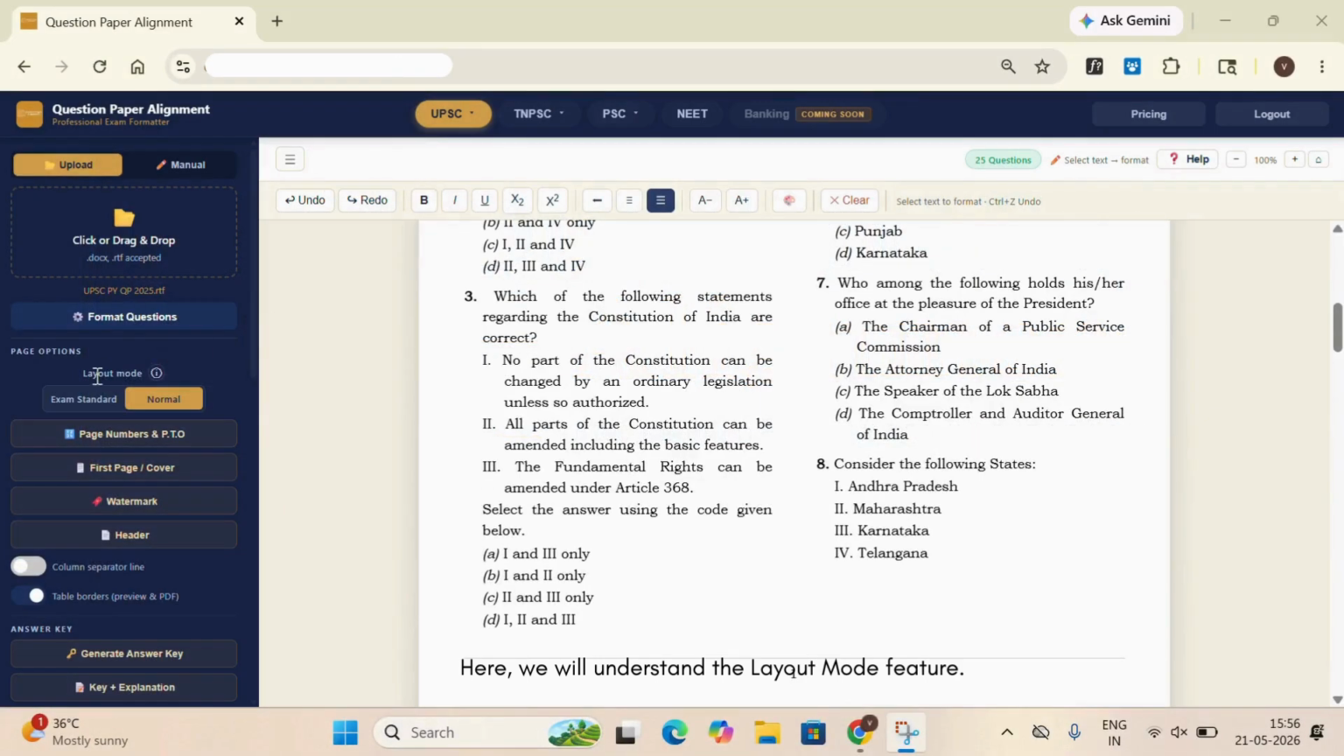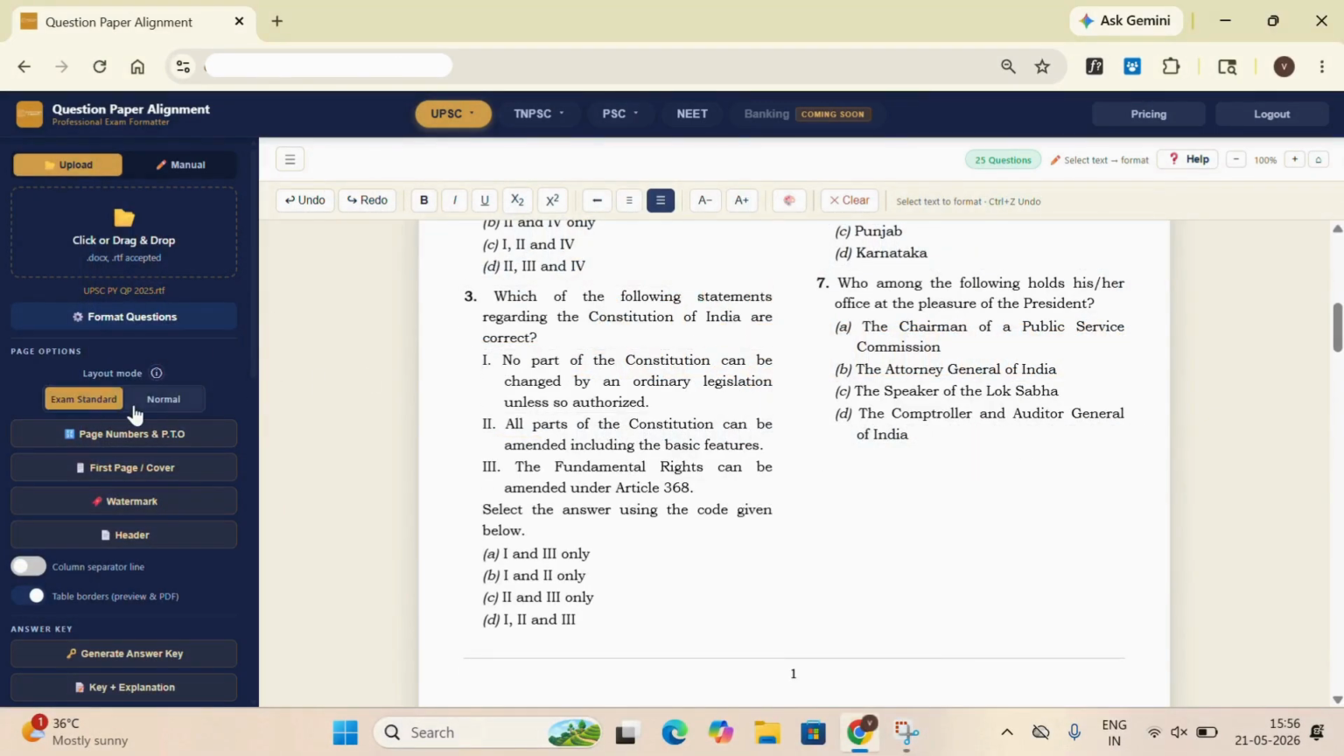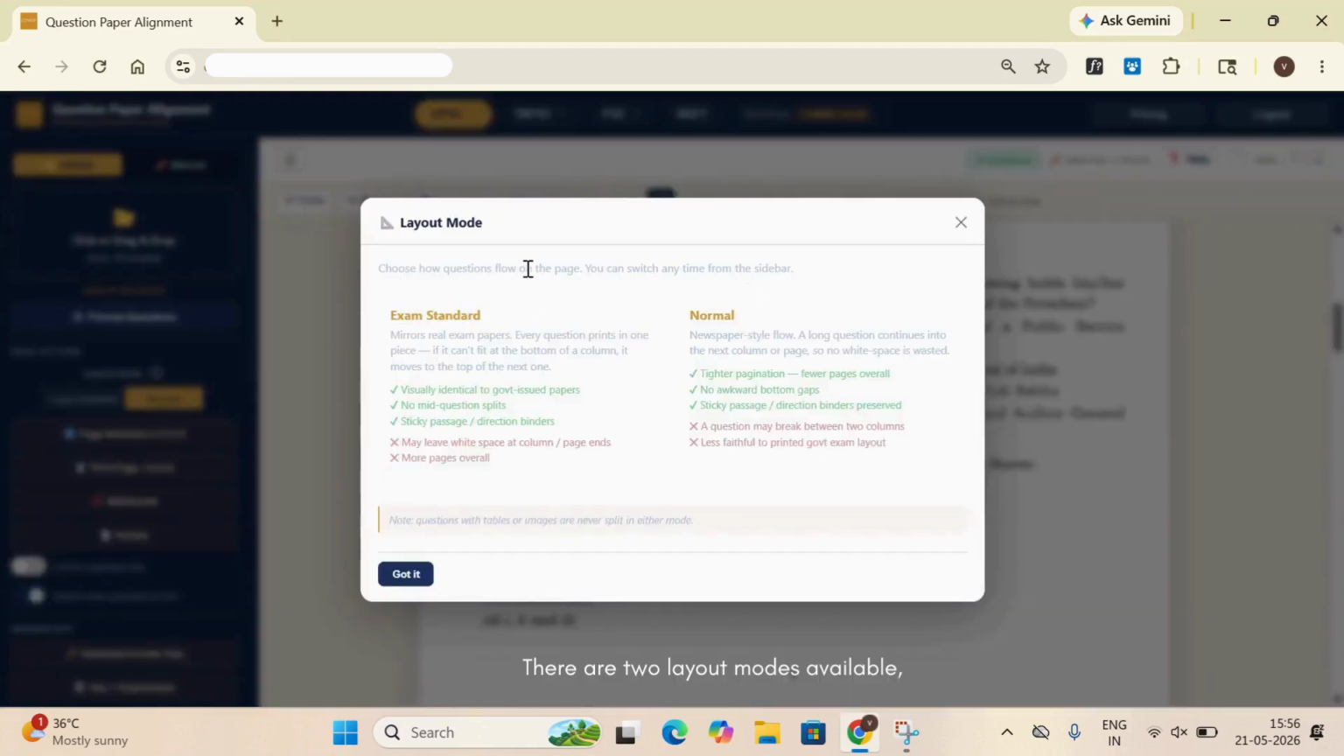Here we will understand the layout mode feature. There are two layout modes available: exam standard and normal. First, let's look at exam standard mode.